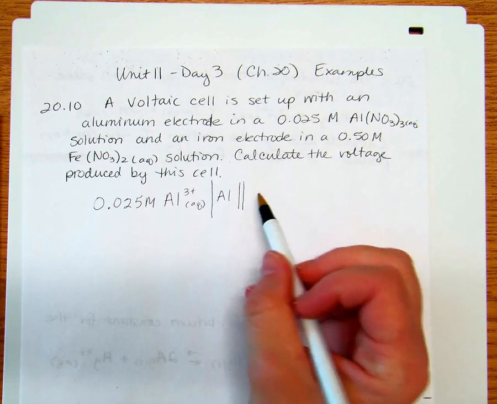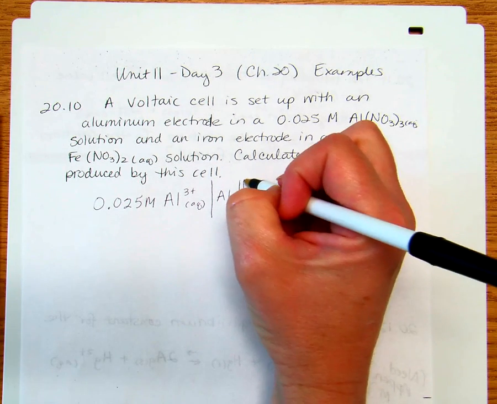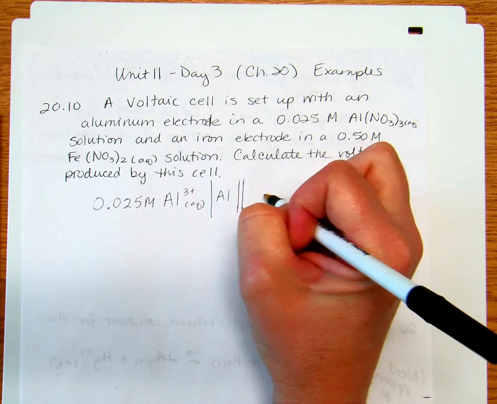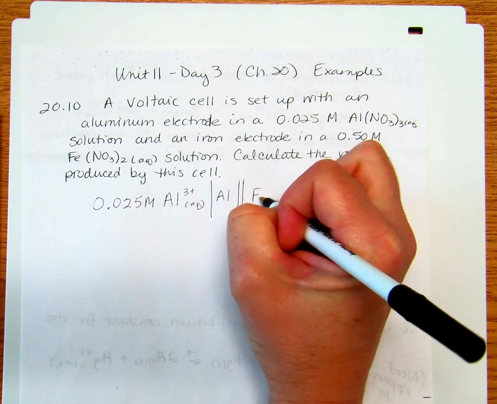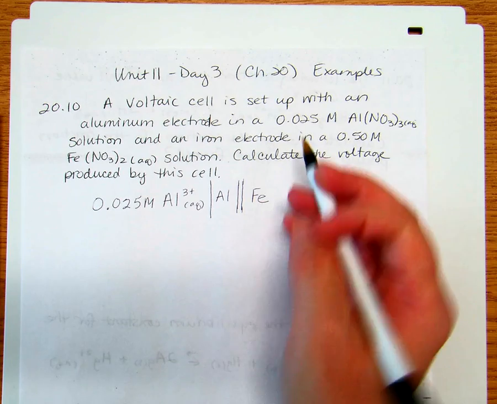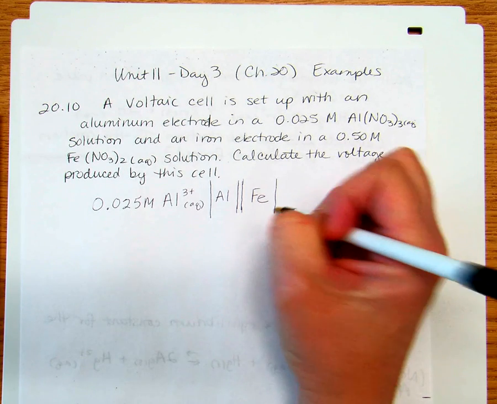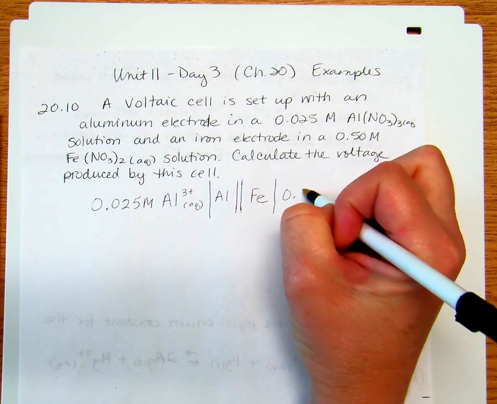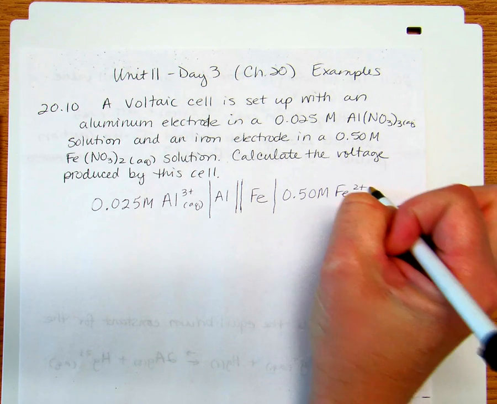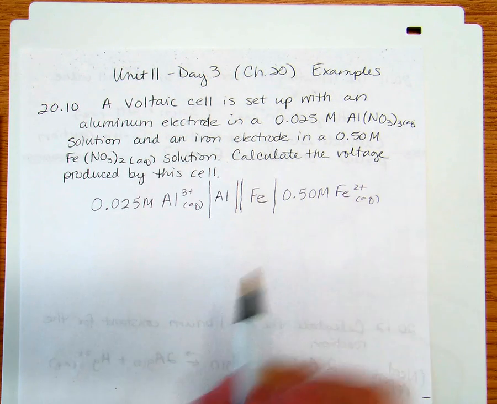This double line here represents the salt bridge, or whatever dividing material there is between the two electrodes in the cell. Then over here on the other side is the iron, the solid metal piece of iron electrode. And again, another single line, 0.50 molar iron ions that are in solution.